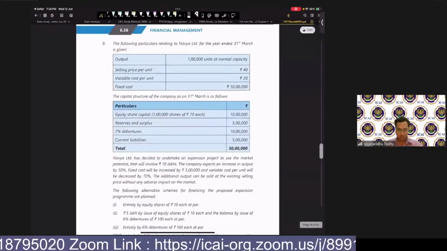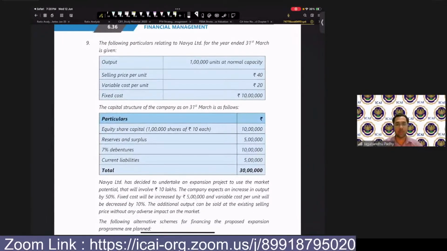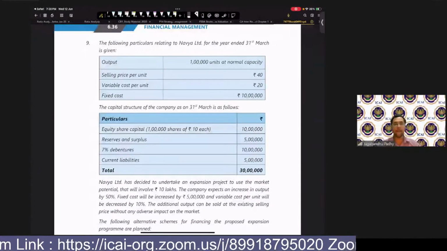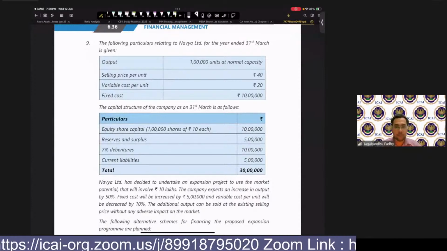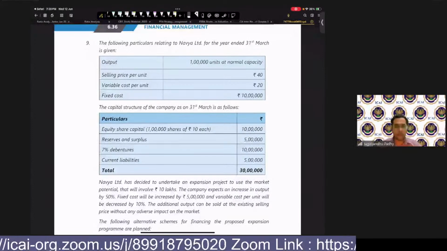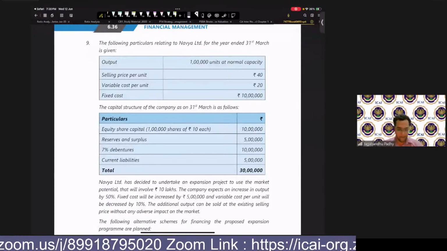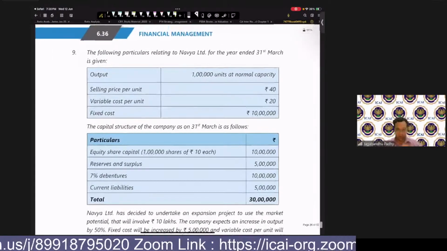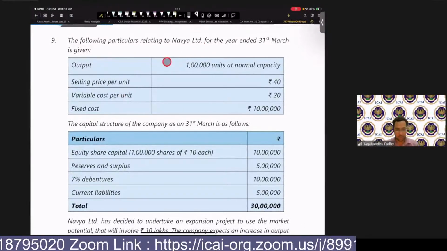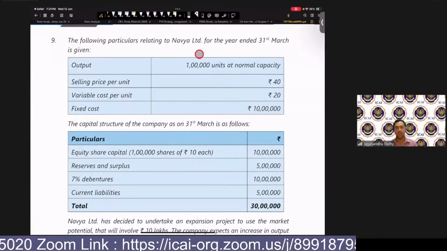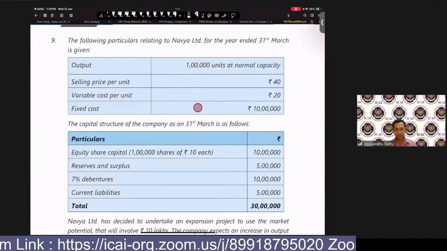Yeah. Question number 9 for our discussion. Let's take up question number 9. The following particulars relating to Navya Limited for the year ended 31st March are given. They have been given 1 lakh units at normal capacity, selling price is 40, delivery cost is 20.